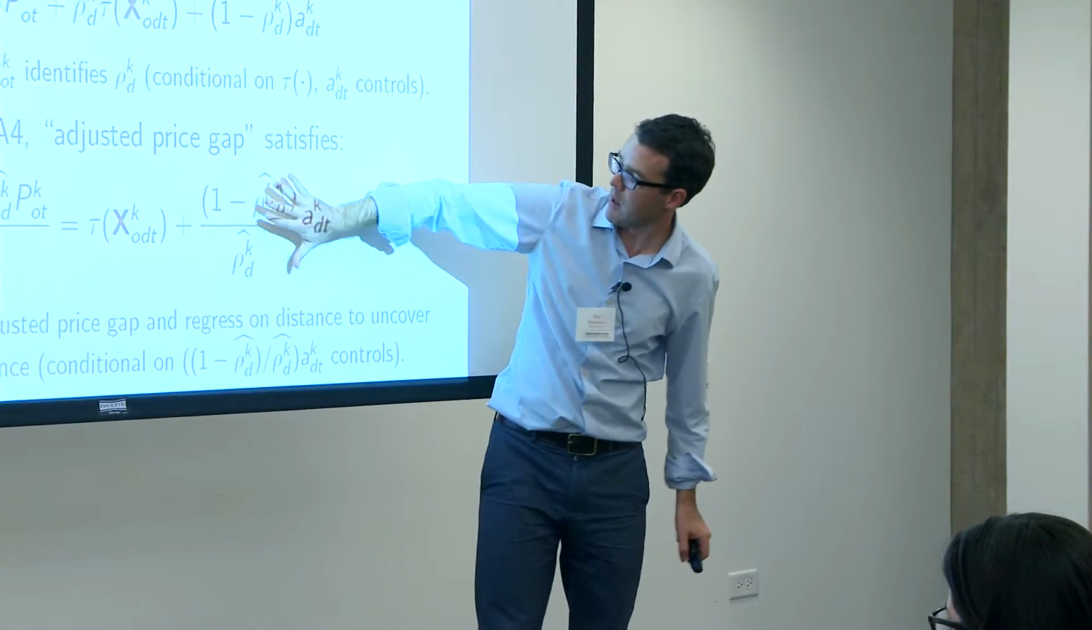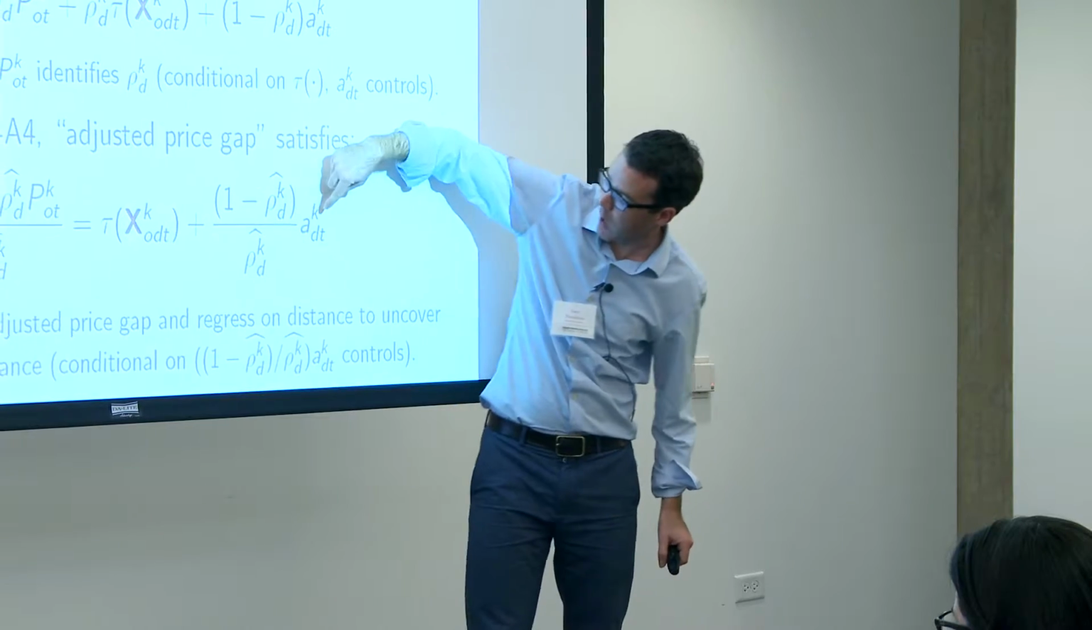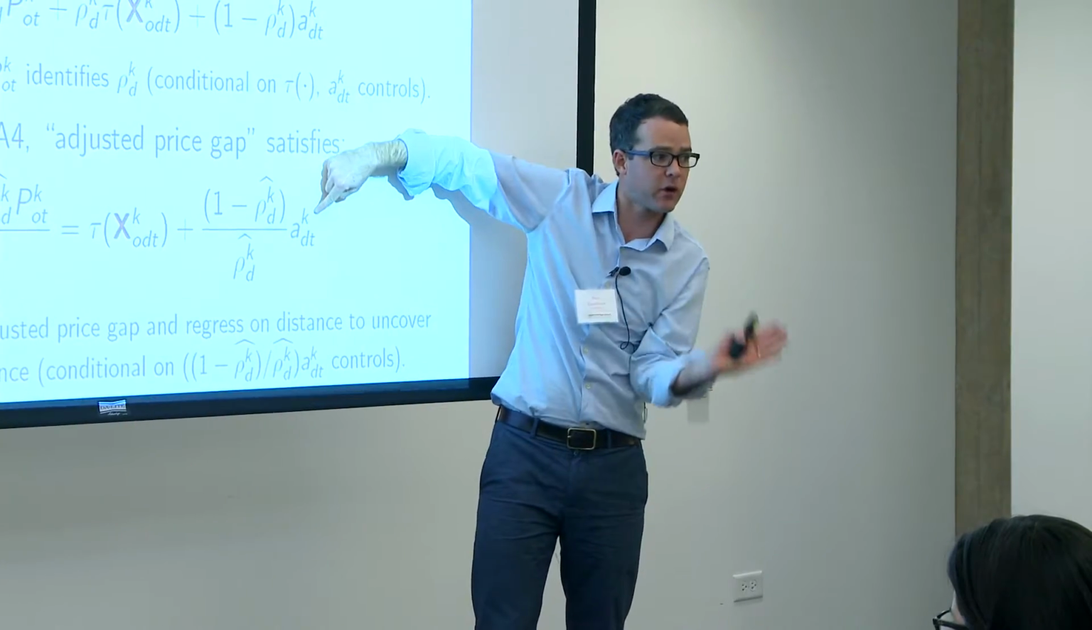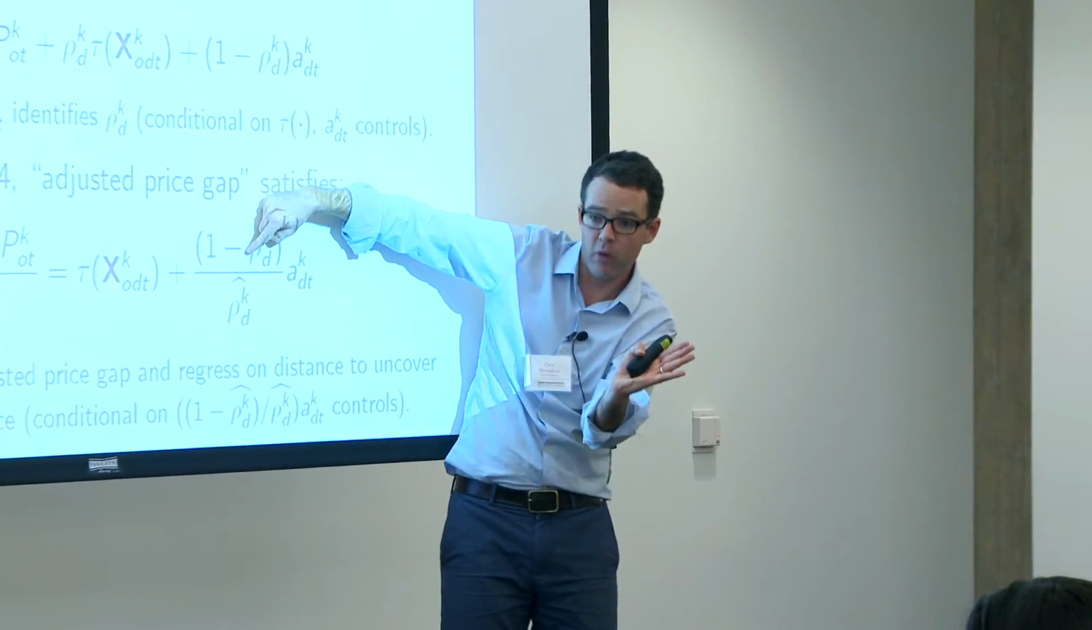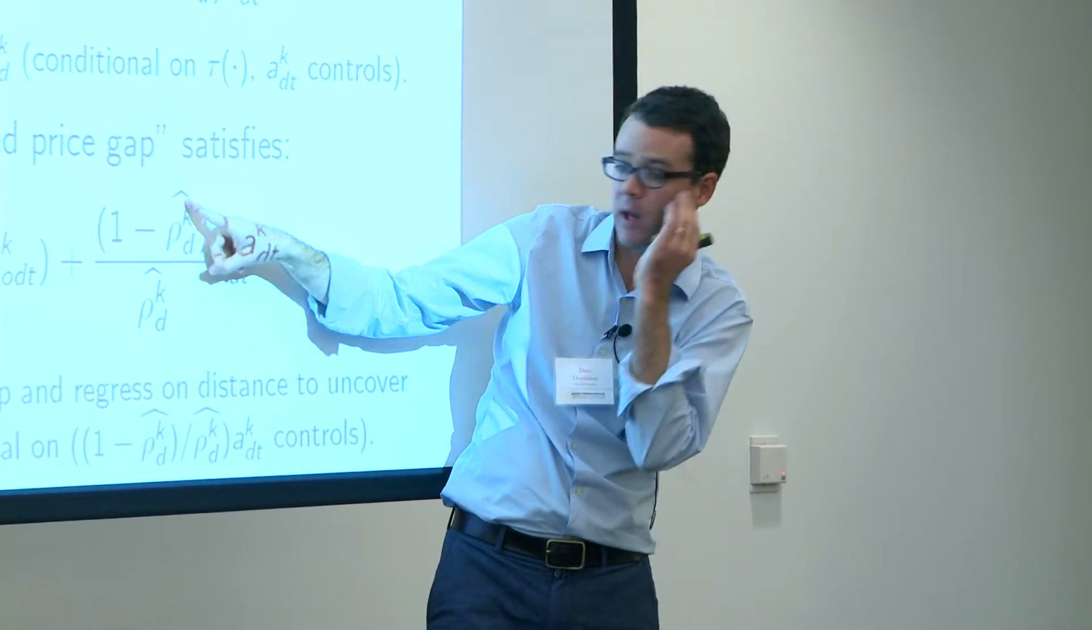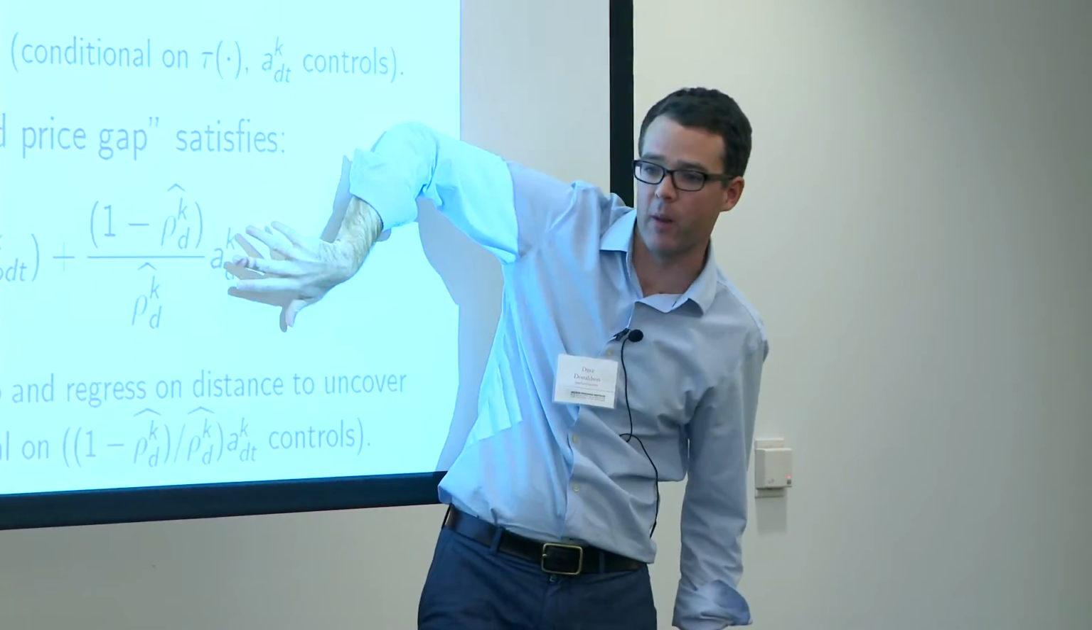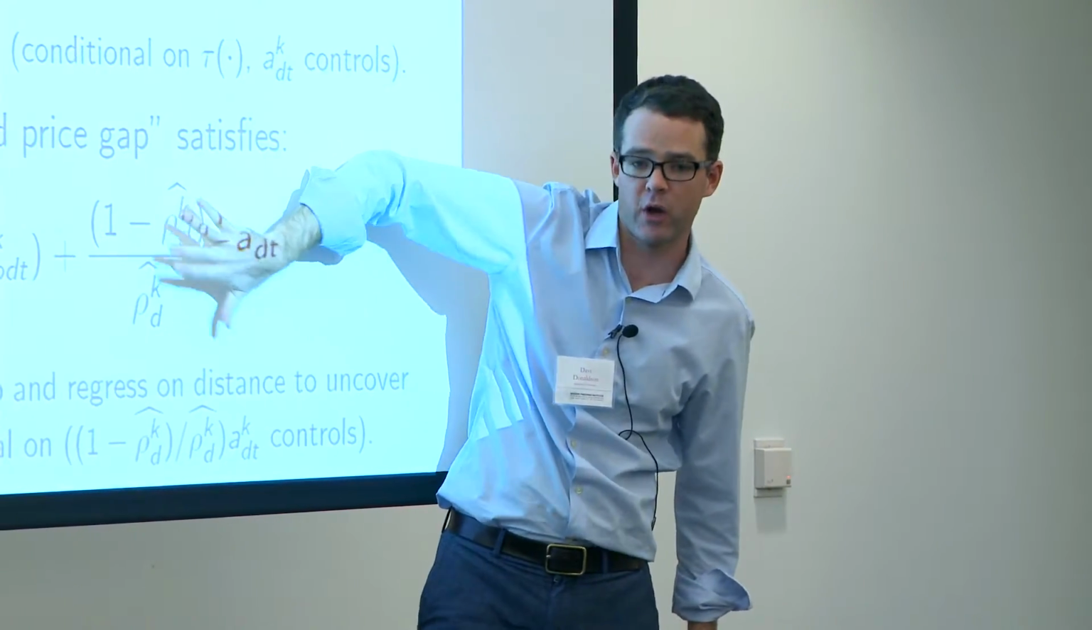It says that this weird mixture of an unobservable, the position of the demand curve locally, and an observable, the pass-through rate, in every location. This weird mixture of observables and unobservables is the thing you want to try to control for.